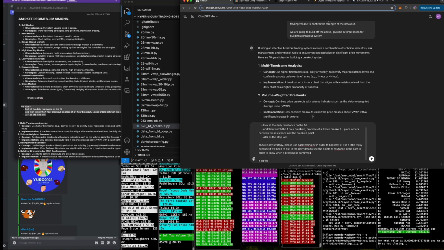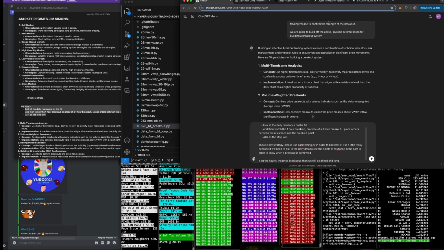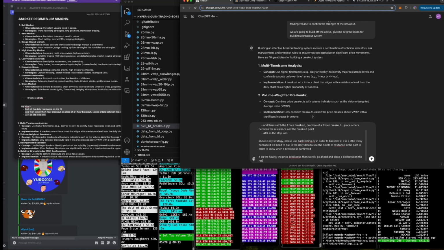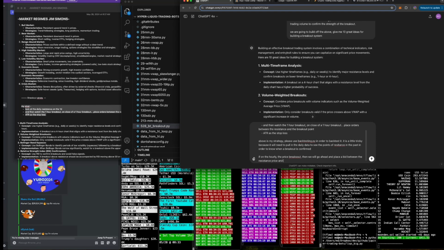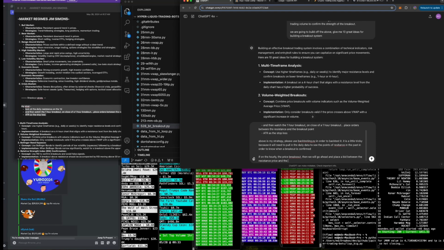If on the hourly the price breaks out, then we will go ahead and place a bid between the resistance price and the 1 hour breakout bar, breakout close bar.